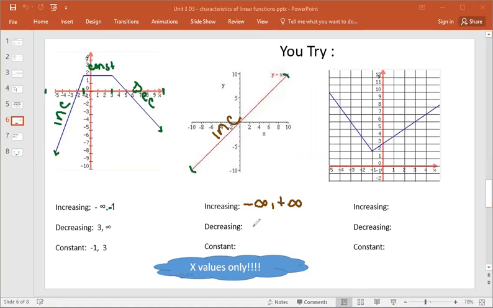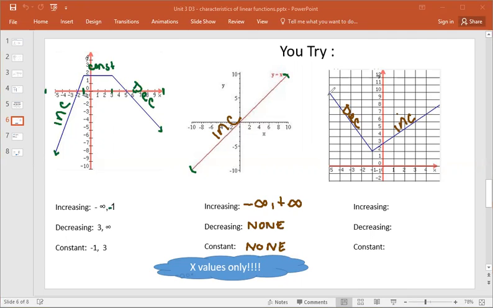It decreases nowhere. So none. There are no sections of decrease, and there are no sections of constant. There are no flat sections. This line only increases. If we go to the second one, we see that we have a decrease section that's a negative slope and an increase section that's a positive slope.